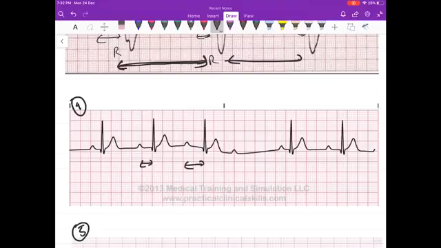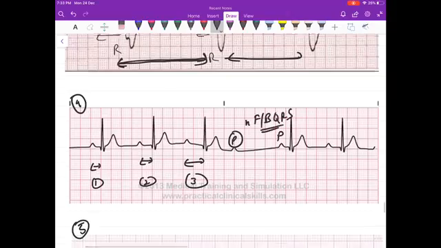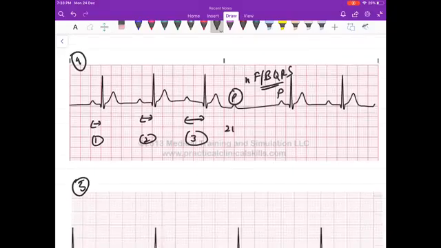This is the PR interval. You see, the PR interval is gradually increasing, and you see this P wave. This P wave is not followed by a QRS. So this is second degree heart block.